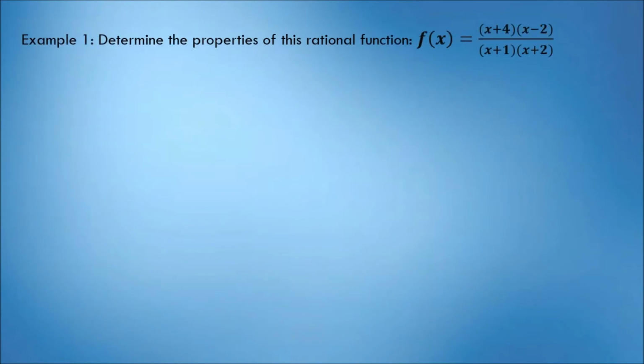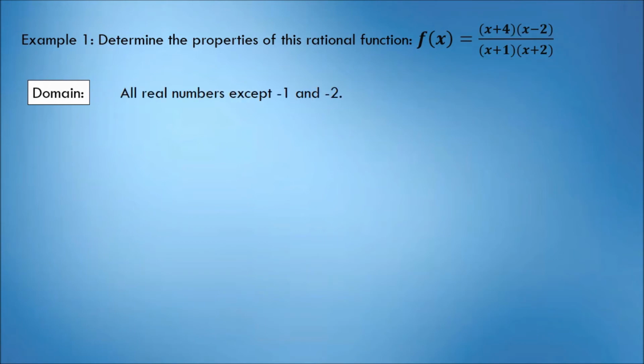For example, determine the properties of this rational function. f(x) = (x + 4)(x - 2) / ((x + 1)(x + 2)). The answer for the domain is the set of all possible values of x. In this example, -1 and -2 are not included in the domain, because they will make the function undefined. Therefore, the domain is all real numbers, except -1 and -2.